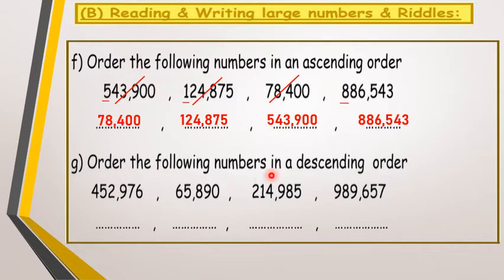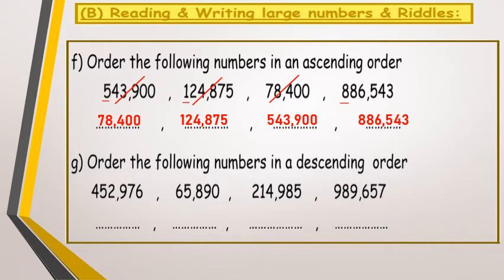Here I want to arrange these numbers descendingly. Descendingly means going down from the greater to the smaller. So first thing, as we used to, I will count how many digits I have in each number. 3, 6, 5, 6, 6. So this is the smallest number, so it will be the last one.